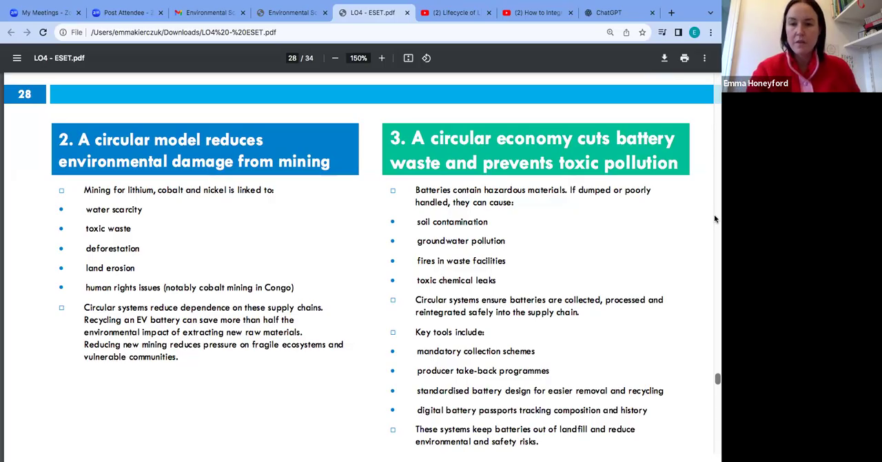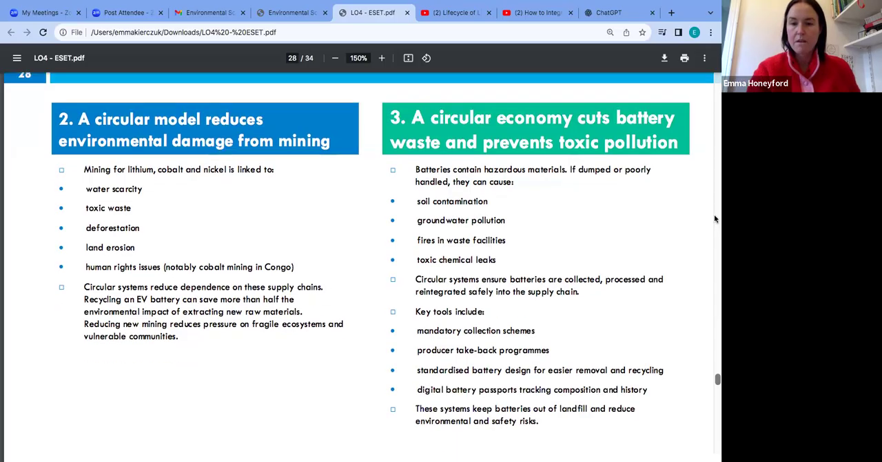And there are some different things to think around. So some other impacts of batteries if they are dumped in landfill: you've got soil contamination, groundwater pollution, fires in waste facilities and toxic chemical leaks. So if we do use circular economy principles, we can avoid those impacts. So we can collect, process and reintegrate safely into the supply chain.